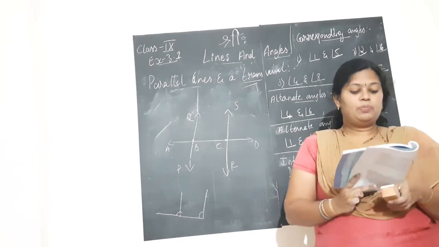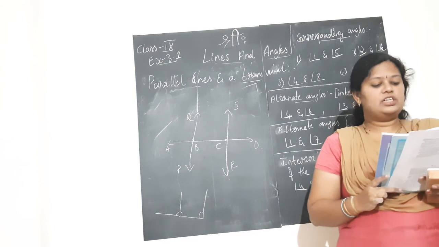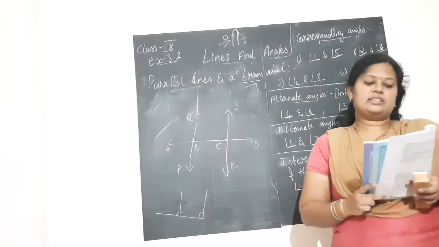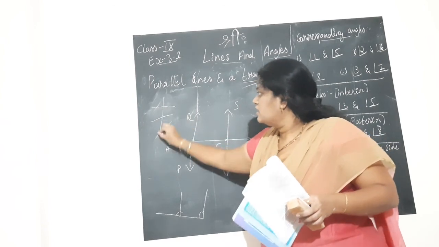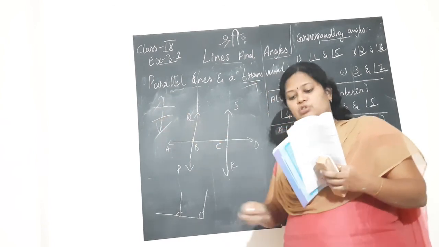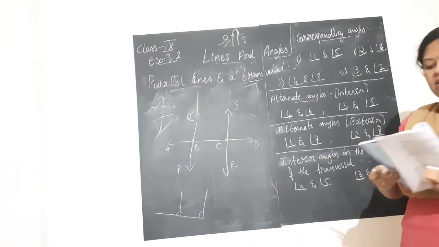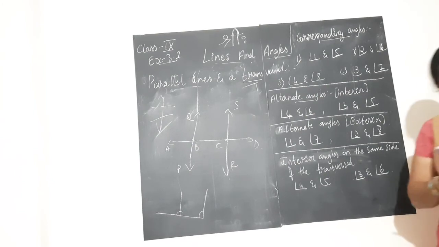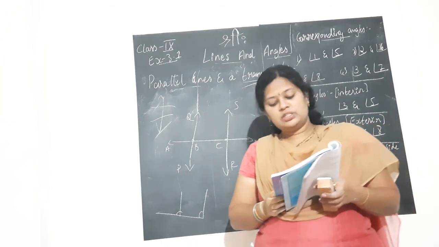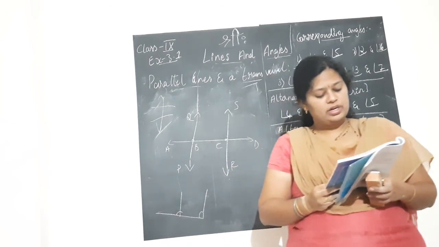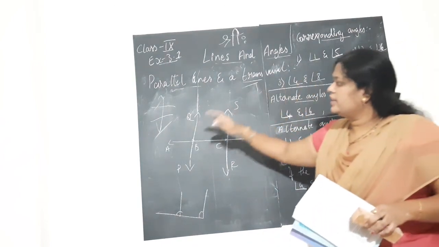Theorem 3.2: if a transversal intersects two parallel lines, then each pair of alternate interior angles is equal. In the previous figure we learnt which are the pairs of alternate angles. That is what they are saying: the pair of alternate interior angles is equal. Similarly, theorem 3.3: if a transversal intersects two lines such that a pair of alternate interior angles is equal, then the two lines are parallel. The converse of that is 3.3.